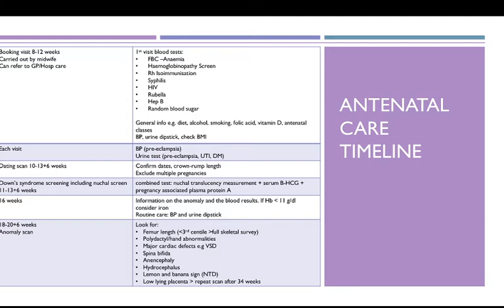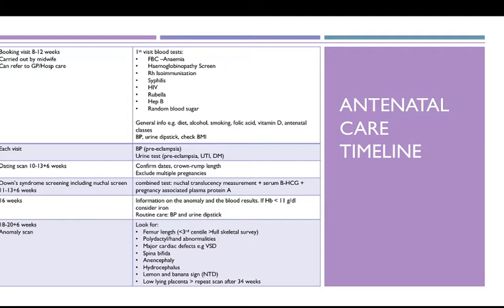Around this time, you'd also have Down syndrome screening, which is the combined test, so a nuchal translucency measurement, which is done using an ultrasound scan, and it measures the thickness around the neck folds. And remember, this is just a screening test. It doesn't give a definitive diagnosis of Down syndrome. The other thing that's included in this combined test is a serum beta HCG level and also pregnancy-associated plasma protein A.